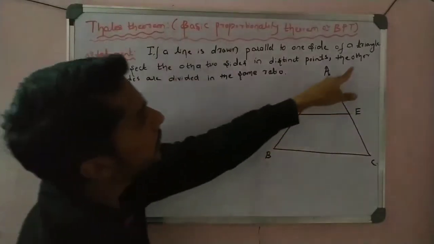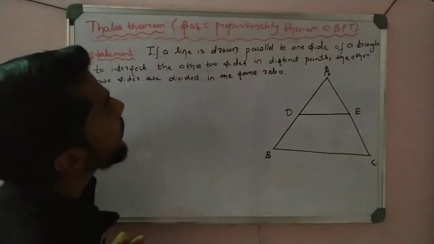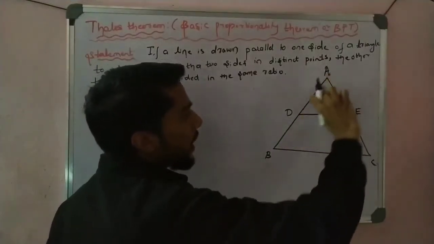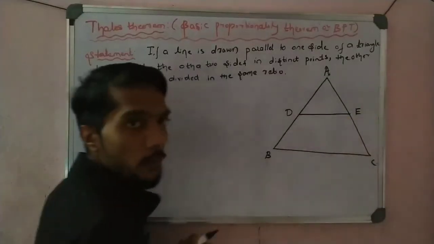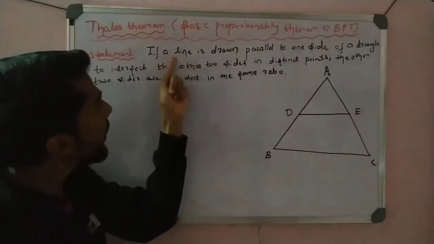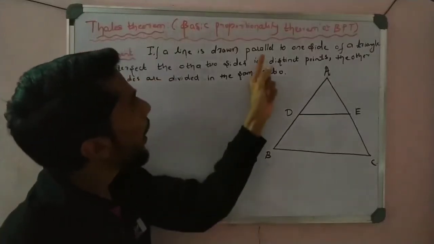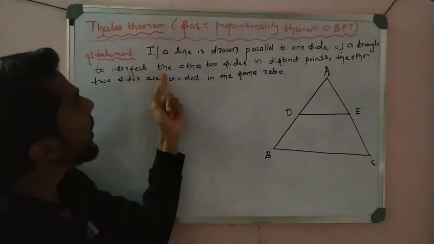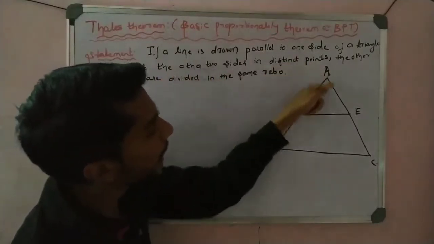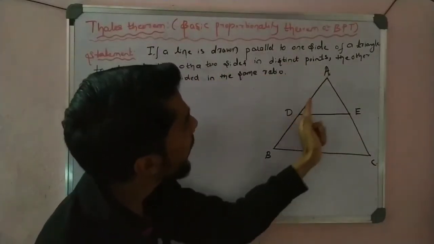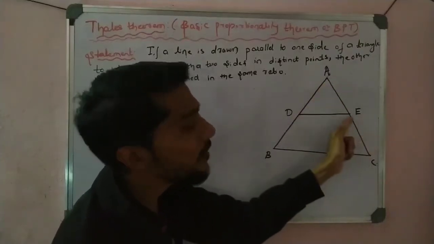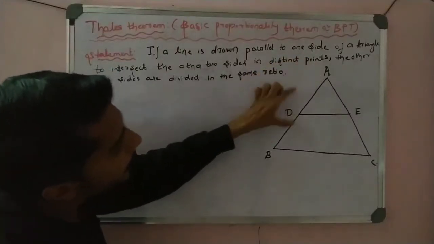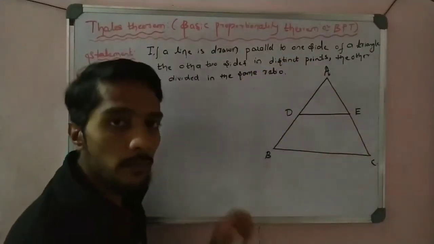Now the other two sides are in the same ratio, meaning AD and BD are in the same ratio as AE and CE. So the line DE is parallel to the side BC and intersects the other two sides, AB at D and AC at E, distinct points. Then you have to prove that the sides AD and DB, AE and EC are in the same ratio.